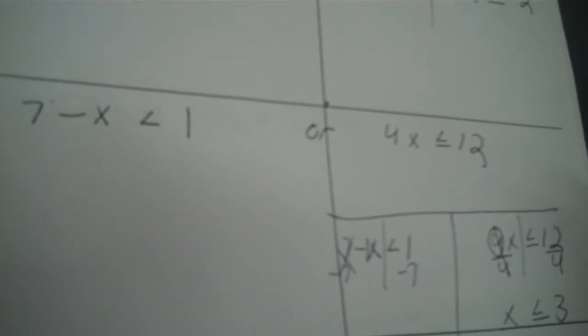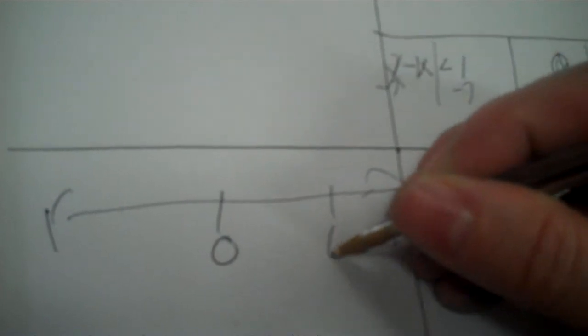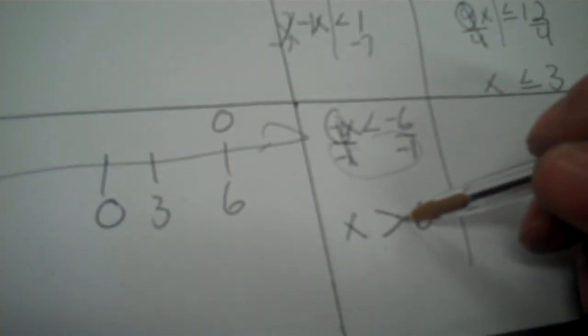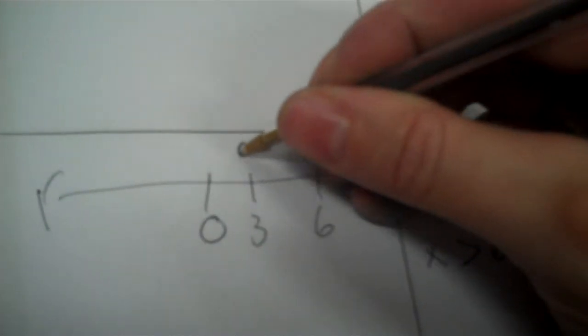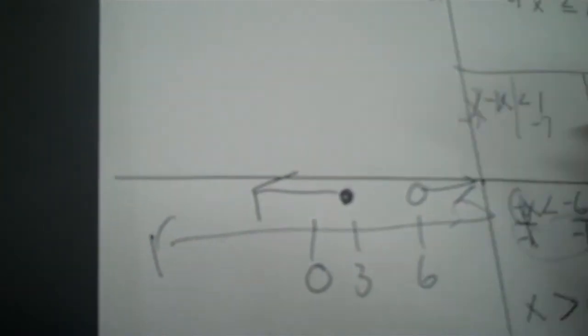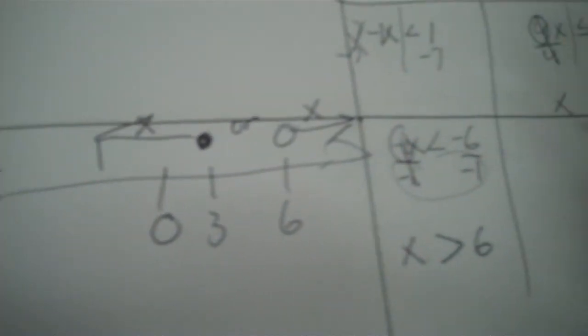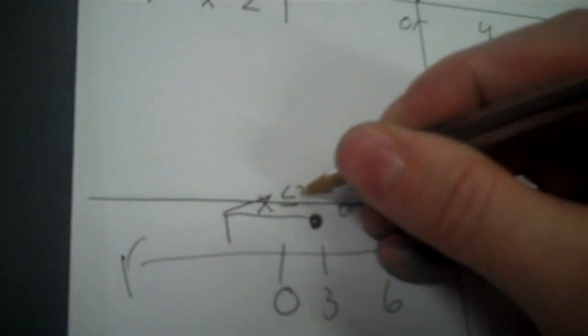Graph. Okay, so put 6 and put 3. 6 is going to be an empty circle, and 3 is going to be a full circle. Greater than 6, less than 3. So put or between them, and you put x and x. So x greater than 6, or x less than or equal to 3.